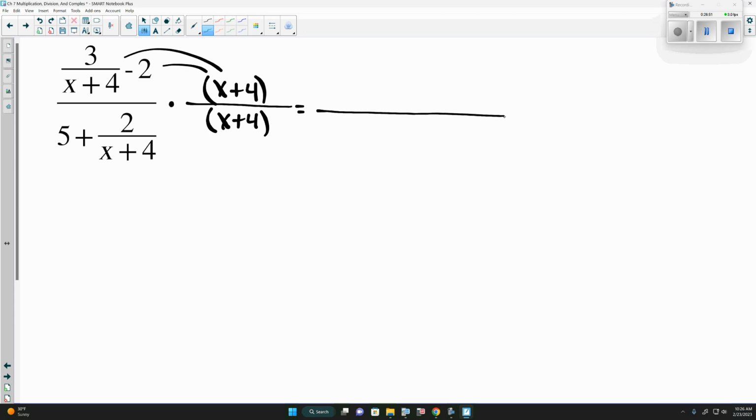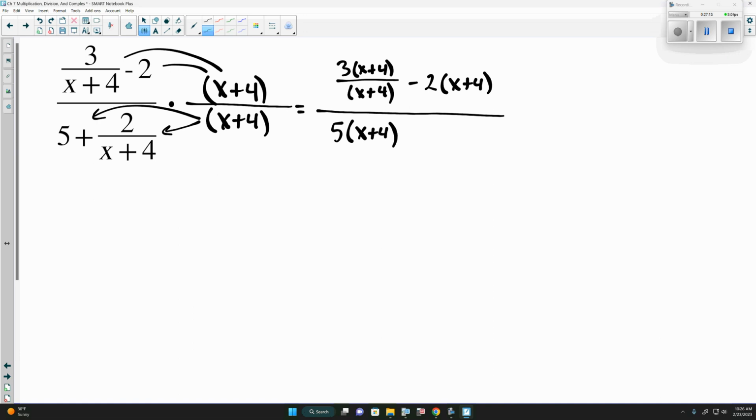So the numerator, we're going to have 3 times x plus 4 over x plus 4 minus 2 times x plus 4, because we multiplied everything in the top of the fraction by x plus 4. We do the same thing in the bottom of the fraction. We'd have 5 times x plus 4 plus 2 times x plus 4 over x plus 4. In the numerator, the x plus 4 and x plus 4 will cancel, leaving us with 3.